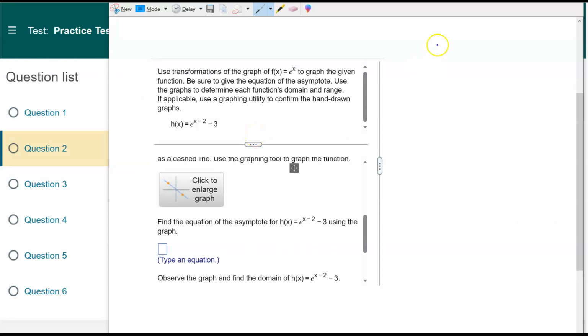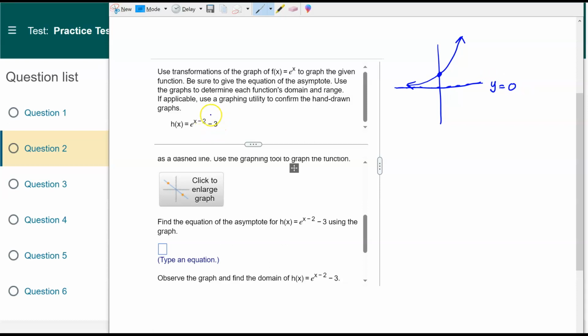So if you recall, the rough sketch of the graph for e to the x is an exponential function, an increasing function that would look like this. Now, this is the asymptote. That's the horizontal asymptote, and the equation for that is y equals 0.